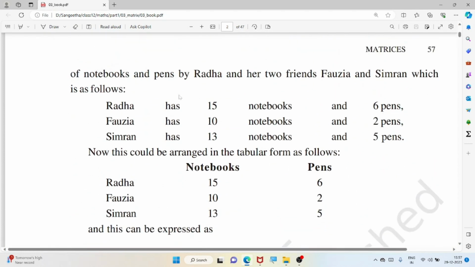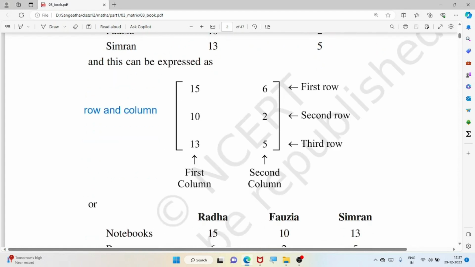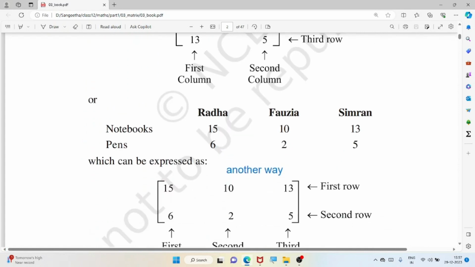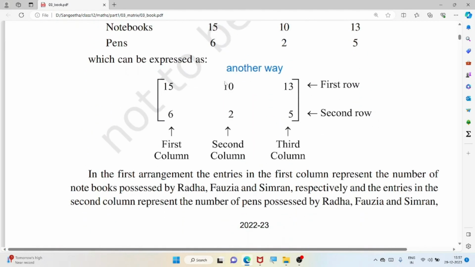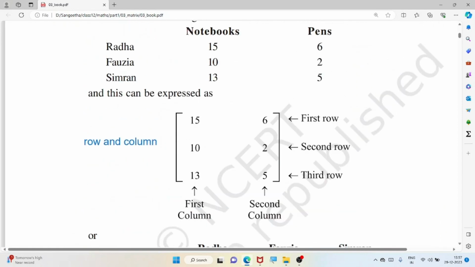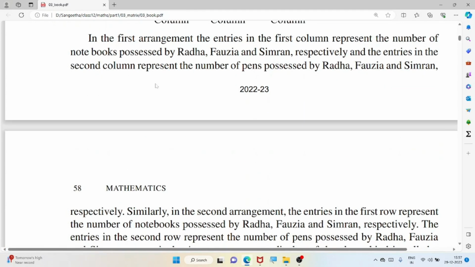So now this given data, you can organize with notebooks and pens on the column and these names on the row. The other way, you can also organize the names in the column and the notebooks and pens on the row. These are the different ways you can organize data. Based on how you organize data, you should read the data. So the given data can be organized in these two ways.